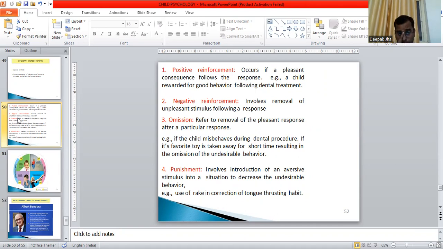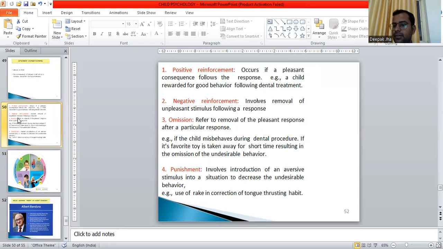So at the end of the treatment procedure, you reward the child with something, maybe a social smile or a pat on the back or maybe a toy, anything, you reward the child. So this rewarding process will now influence the child to be better behaved during the follow-up dental visits. So this is what positive reinforcement is. You have reinforced the behavior by giving something positive to the child.